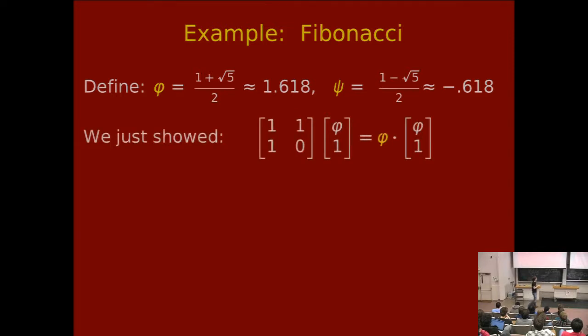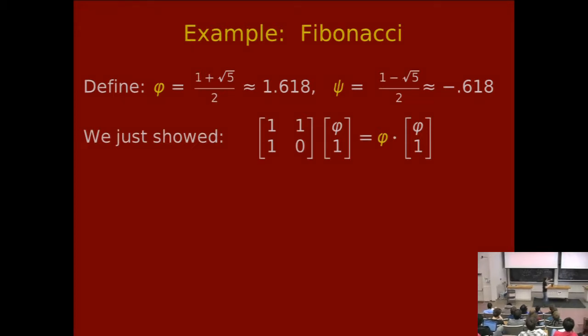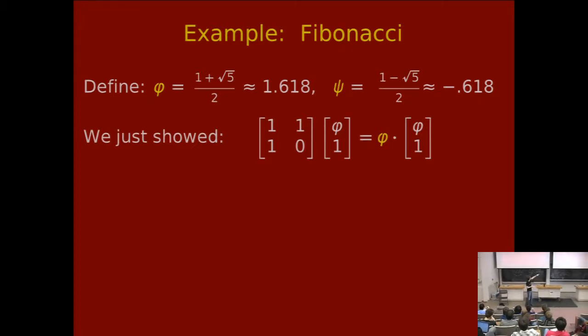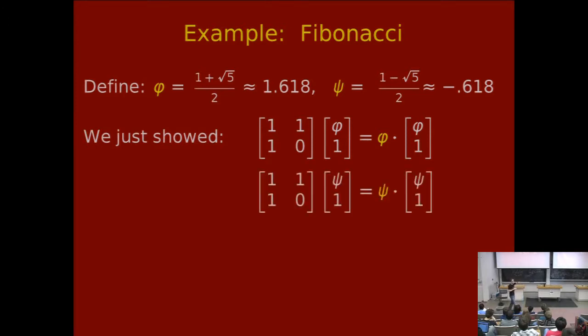Okay, and what we just saw is that the vector phi, 1 has the property that when you hit it with this matrix, it gets multiplied by phi. And similarly for the vector psi, 1, it gets scaled by this negative 0.6 when you hit it.